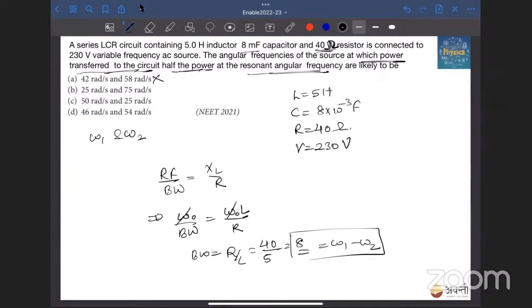First option no. Second option, 25 and 50, the difference is different. Third option also no. Fourth option, yes. Clear? Chalo. Let's move forward then.